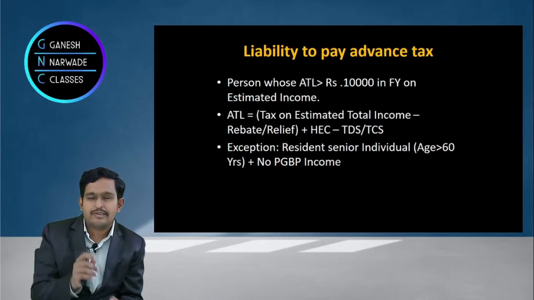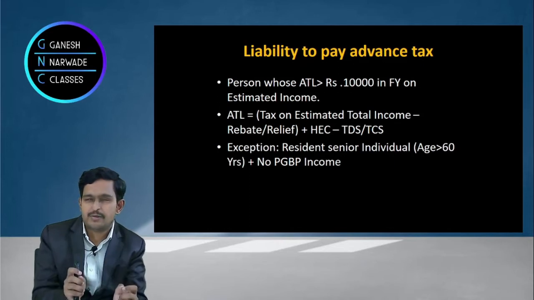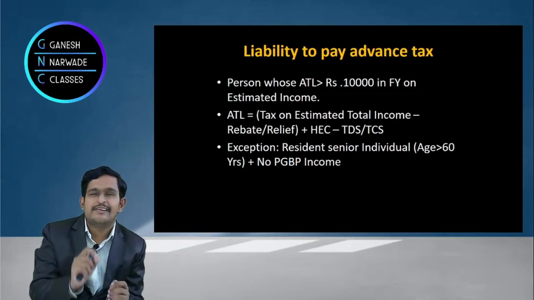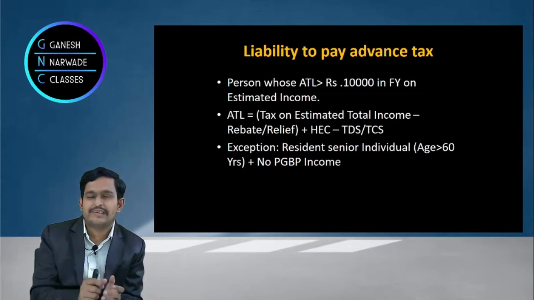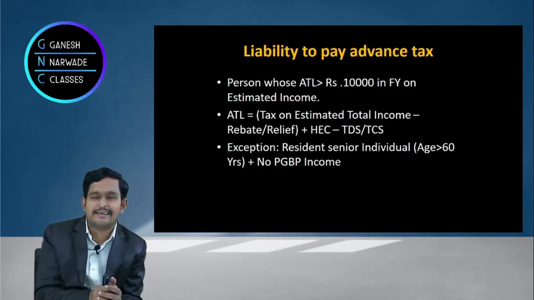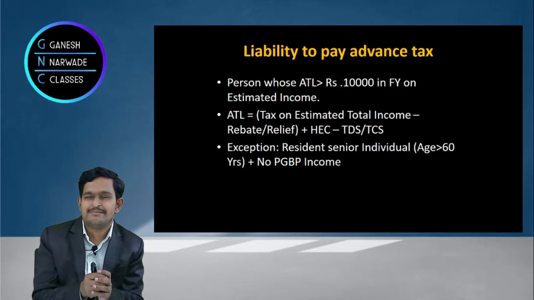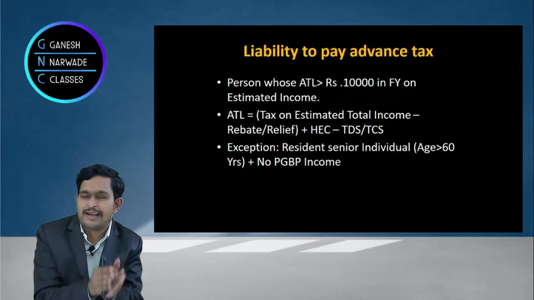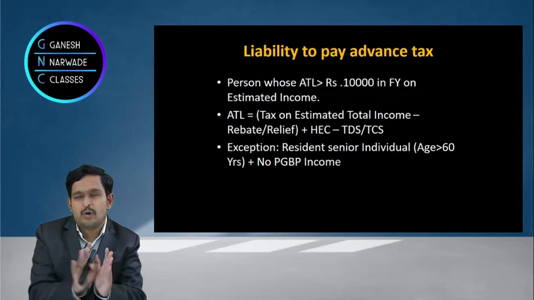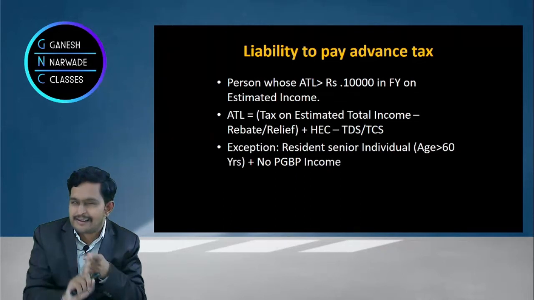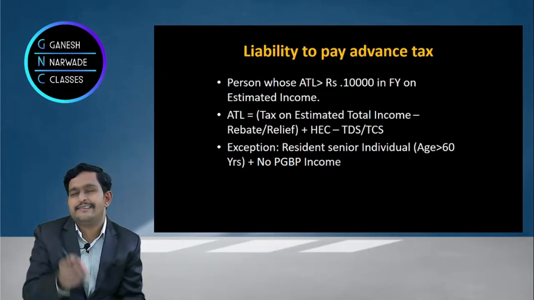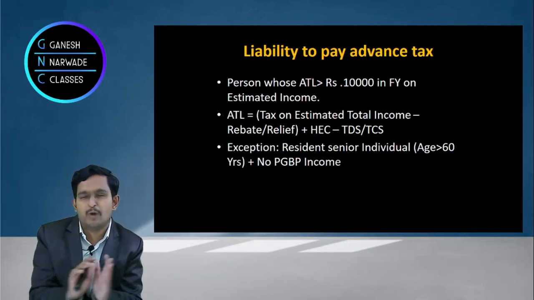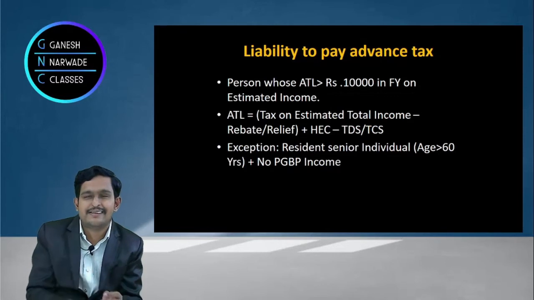Yes, sir. Now, is that advance tax more than 10,000? If the answer is yes, then you have to follow all the provisions which I am going to discuss in this chapter. Now, suppose you are a resident senior citizen, and don't have any business income. Then the government says, okay, we will not torture you with extra provisions of advance tax. No need to pay advance tax. If you are a resident senior citizen, 60 years or more, and have no PGBP income, you need not pay any advance tax.